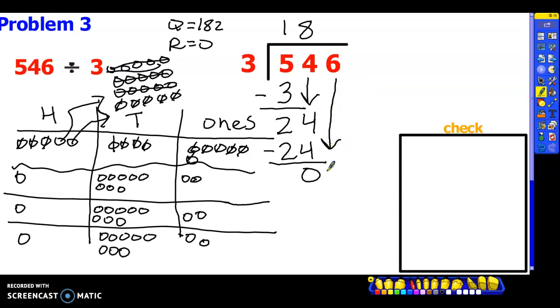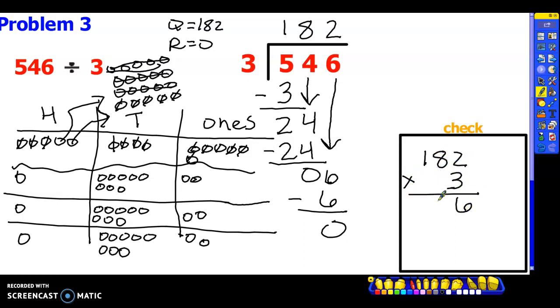Then I bring down my 6. 3 went into 6 twice. 3 times 2 is 6, so my remainder is 0. I check 182 times 3. 3 times 2 is 6. 3 times 8 is 24. And 3 times 1 is 3, plus 2 more gets me 546, and that checks.